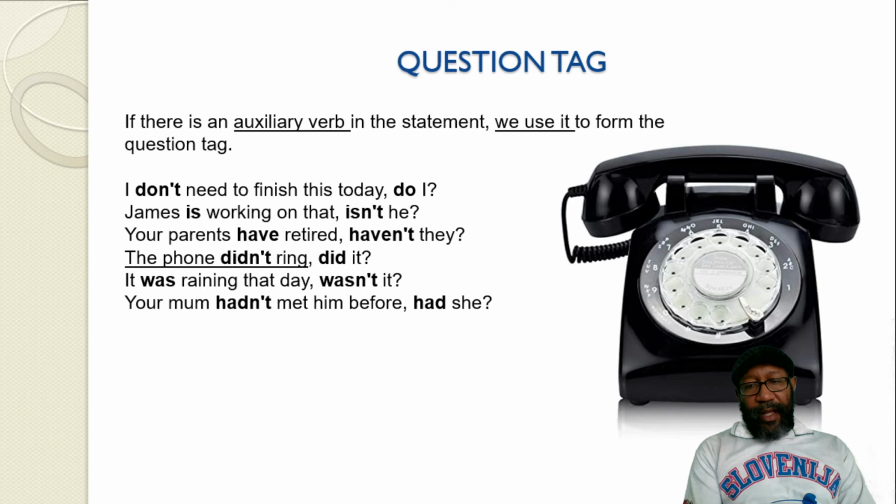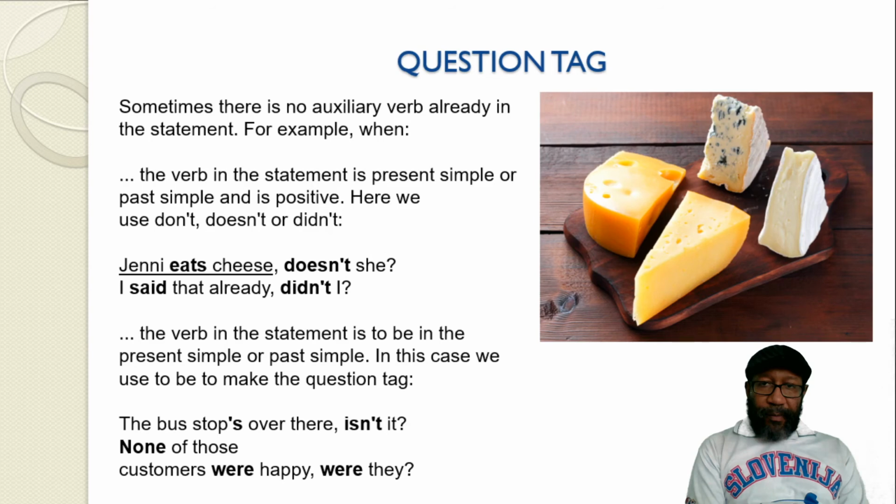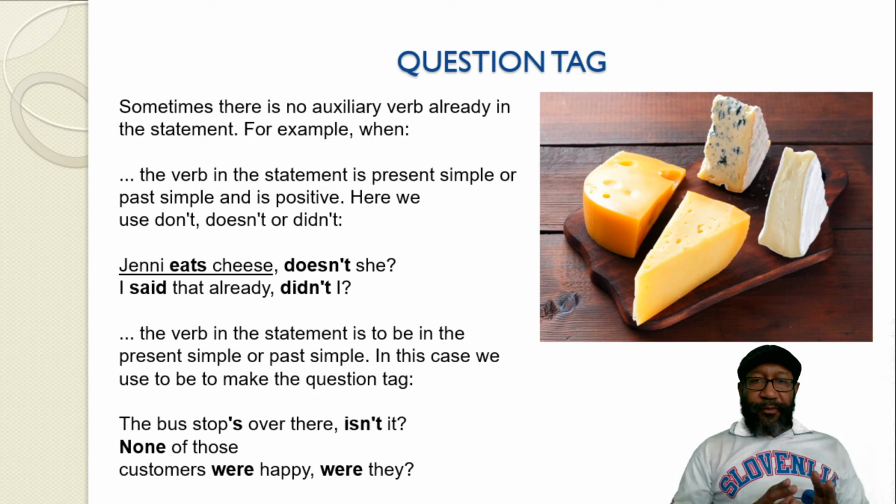Sometimes there is no auxiliary verb already in the statement. For example, when the verb in the statement is present simple or past simple and is positive. Here we use don't, doesn't, or didn't. So, Jenny eats cheese, doesn't she? So you see, in the affirmative statement, you don't have an auxiliary verb.